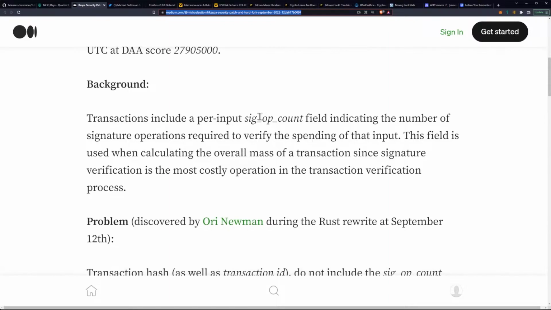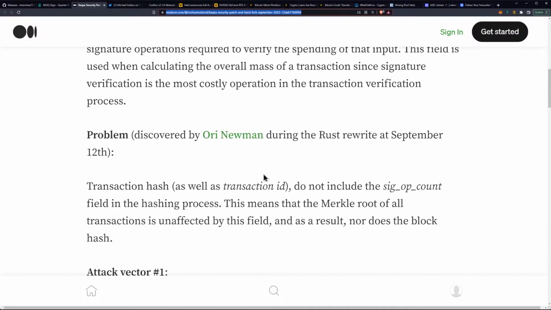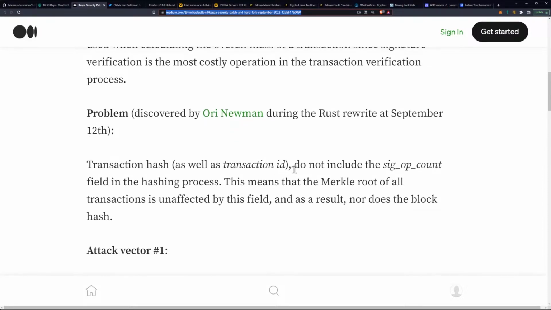Transactions include a per input sig op count field indicating the number of signature operations required to verify the spending of that input. This field is used when calculating the overall mass of transactions, since signature verification is the most costly operation in the transaction verification process. The problem was discovered by Ori Newman during the Rust rewrite on September 12th. The transaction hash, as well as the transaction ID, do not include the sig op count field in the hashing process.